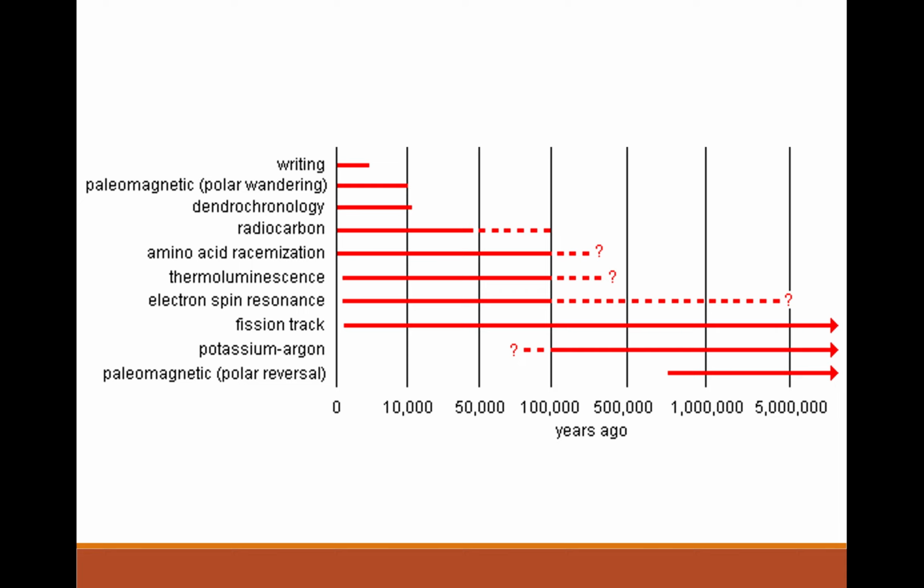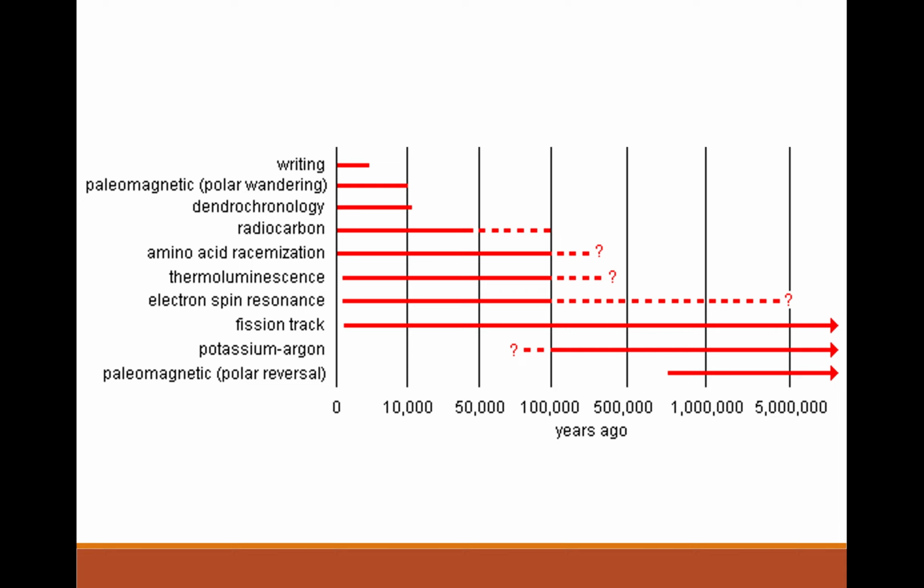We've got polar wandering. We can look at the orientation of iron deposits in sediment to determine exactly where polar north was at that moment that those iron deposits were laid down. Dendrochronology, counting tree rings, right? That can be useful for the trees that were used in building structures and such, but that relies on knowing the patterns of how those rings in the trees are laid down.